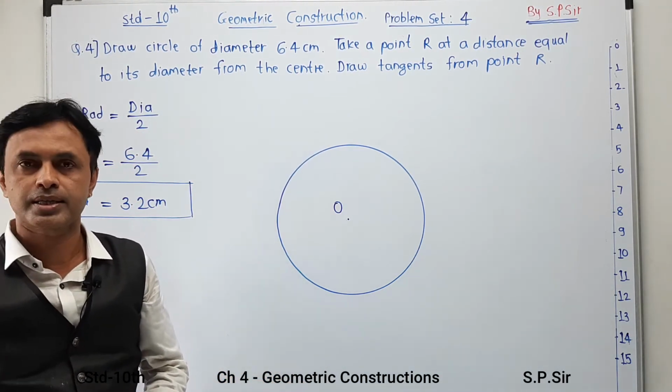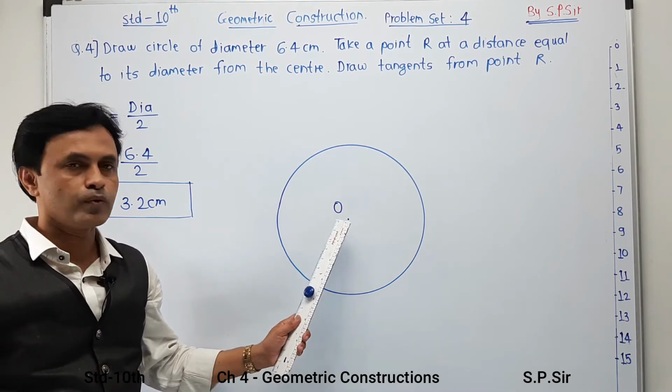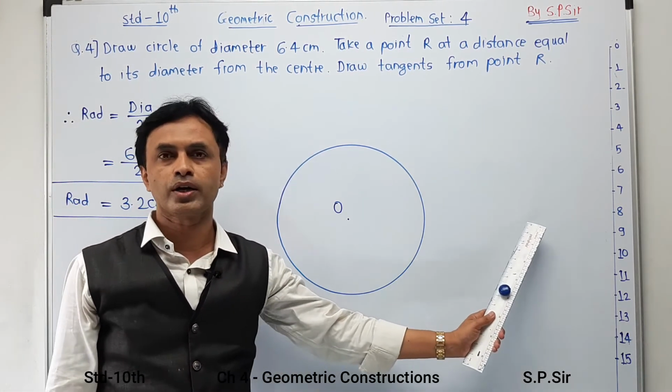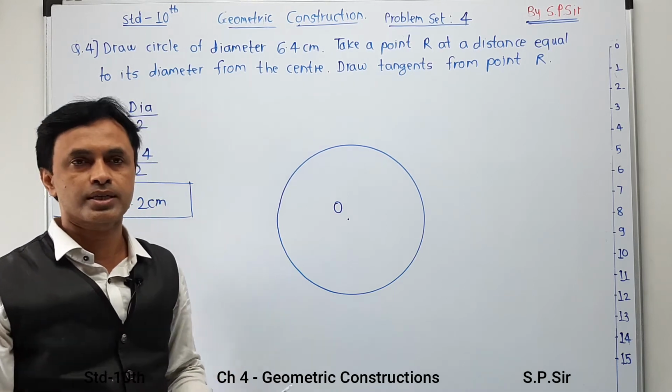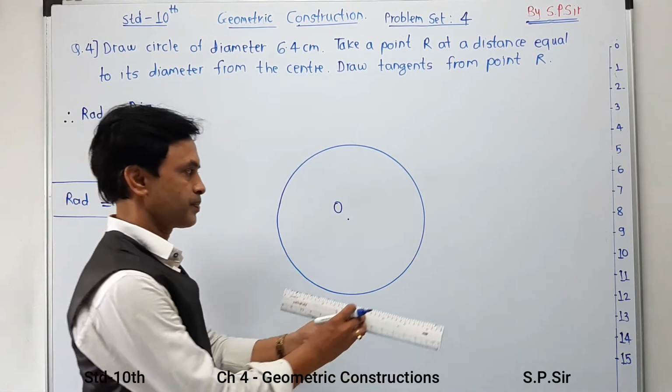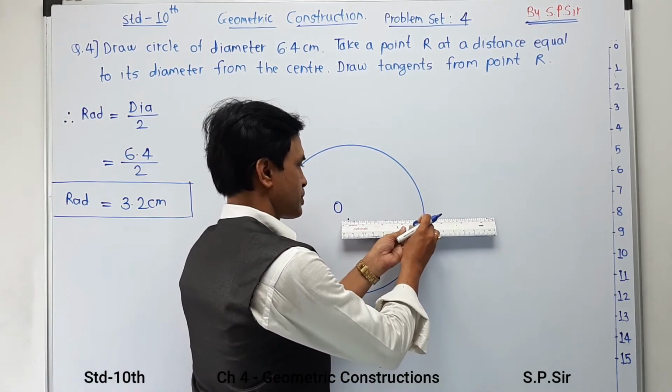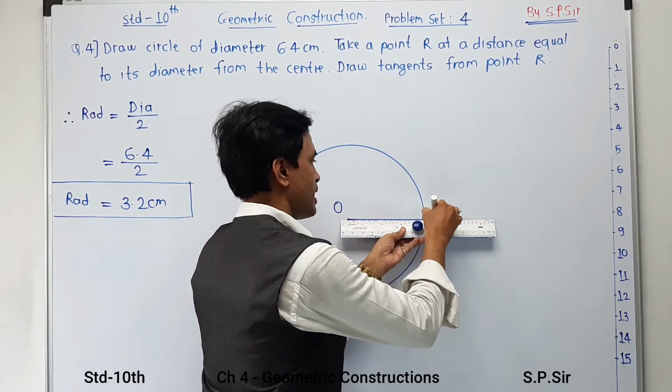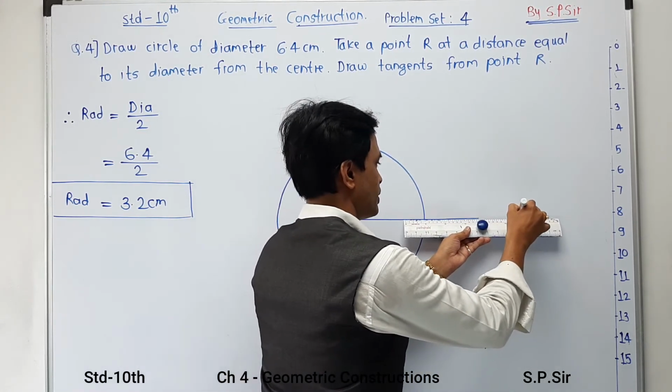Now the second part is that from this center O, you have to draw a radius and extend it outside the circle. Here I am going to first take a radius and extend it outside the circle here.